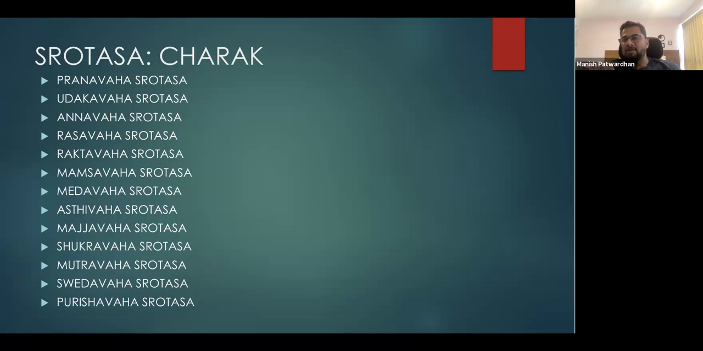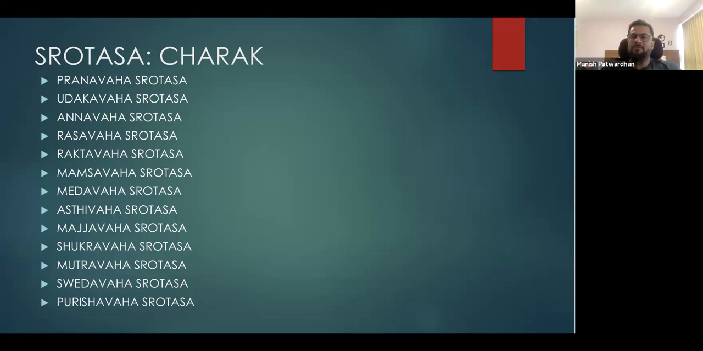So the answer to that question, if this question hasn't arisen, then it should. If it has and you don't know the answer, the conversion of these tissues and the flow of these tissues happens in these channels respectively. The rasa, rakta, mamsa, meda, asthi, majja, shukra, that is where the ahara rasa, the nutrient fluid, will go from one to the next to the next, forming the next tissues one after the other.